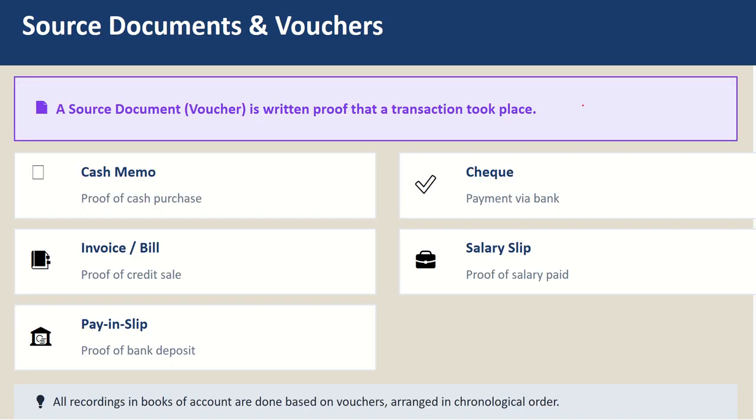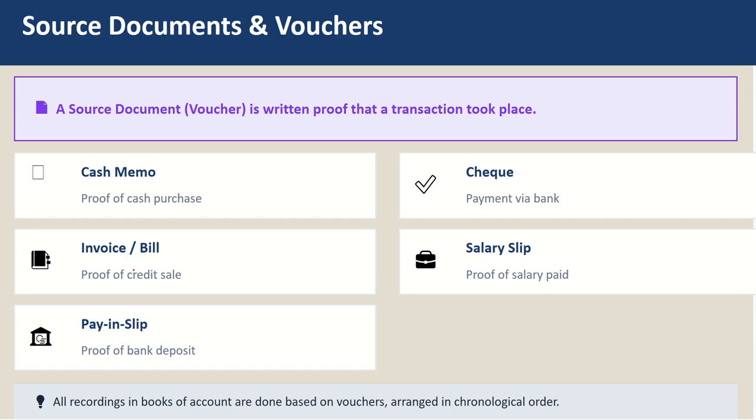So vouchers. What are vouchers? Vouchers are the source documents. It's a proof of the transactions. So when you make a cash transaction, say in a cash purchase, you will get something called a cash memo. Or when there is a credit sale or credit purchase happening, there will be something called an invoice. So that will be the proof for that credit purchase or sale.